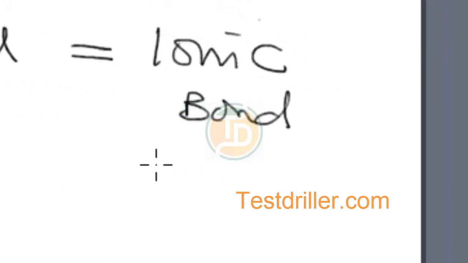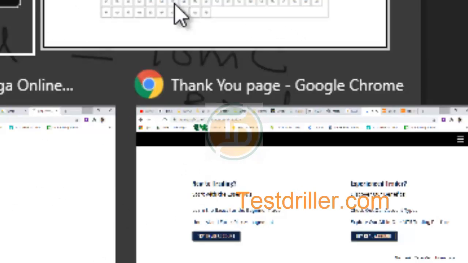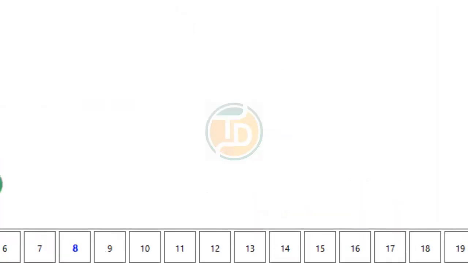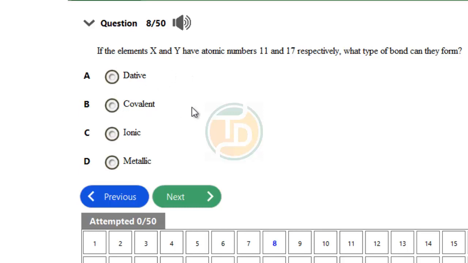Please, let's go back to the question and look at it. The question is saying which bond is formed. Is it a dative bond? Is it a covalent bond? Is it ionic bond? Or is it metallic bond? The bond formed here is ionic bond. That makes option C the correct option.